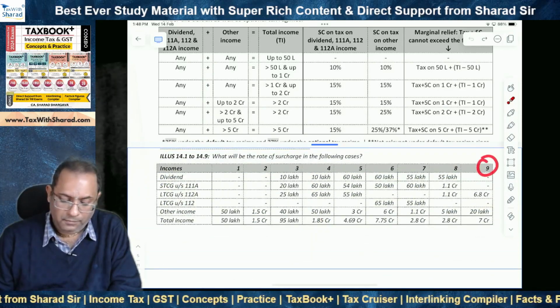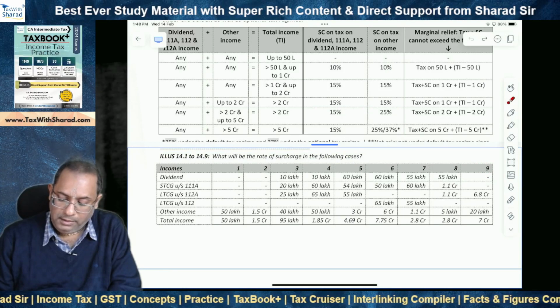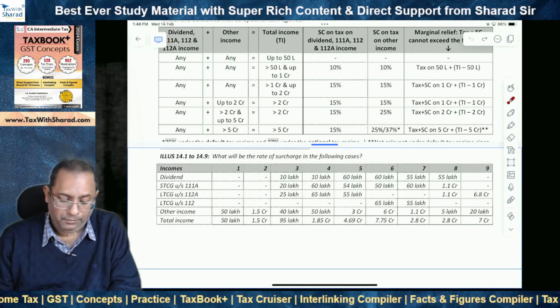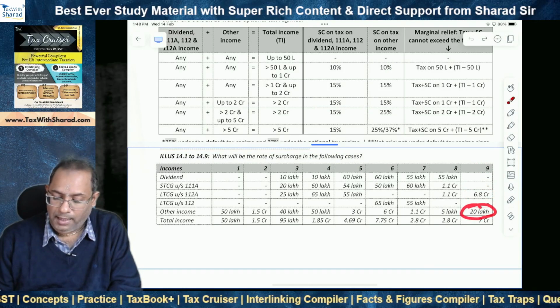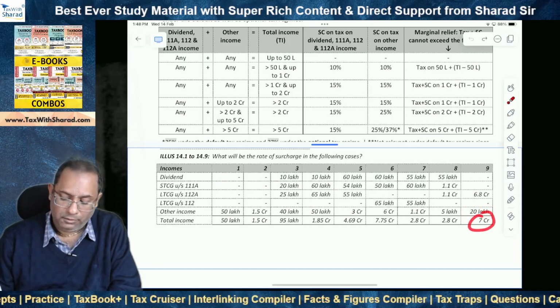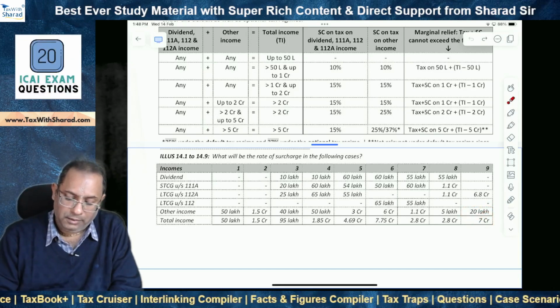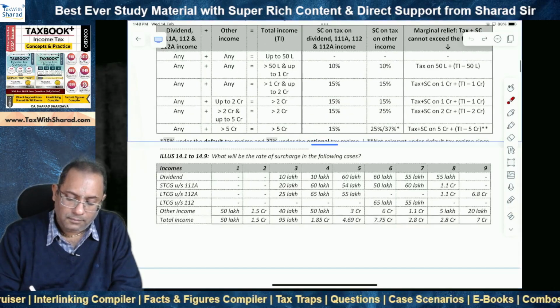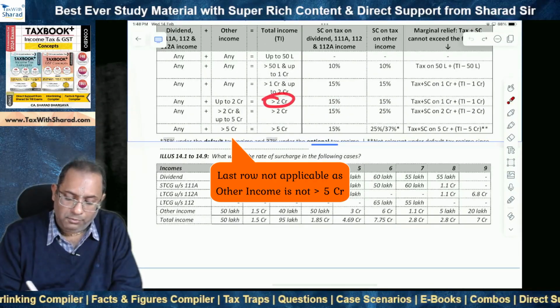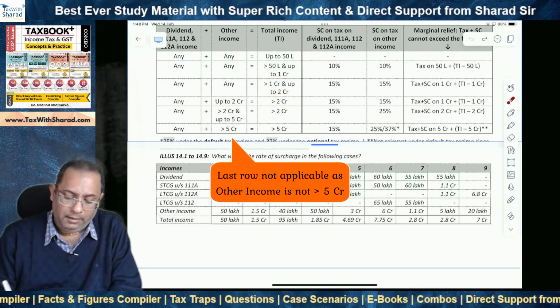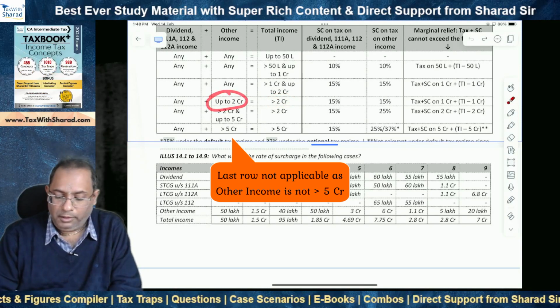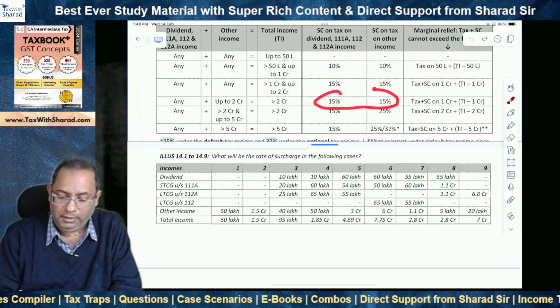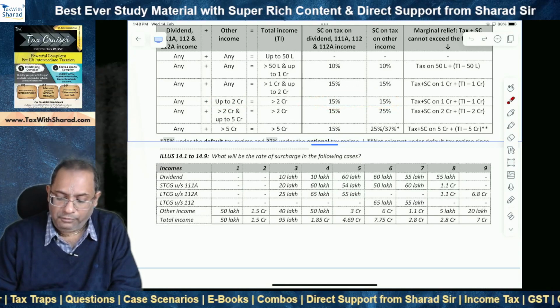Number 9. Here 112A LTCG is 6.8 crore, while the other income is only 20 lakh, and consequently the total income is 7 crore. That means more than 2 crore. And the other income is 20 lakh, which is up to 2 crore, and therefore the rate of surcharge on tax on the entire income will be 15%.